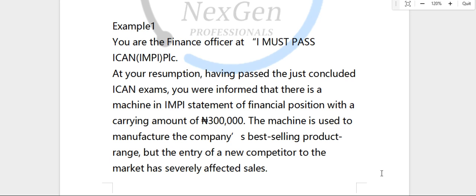Please note this point. Let me read it again. The machine is used to manufacture the company's best selling products. But the entry of a new competitor to the market has severely affected sales. Please note that. Note that as we proceed.